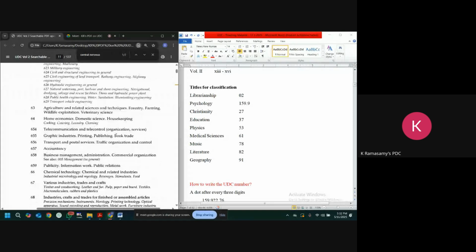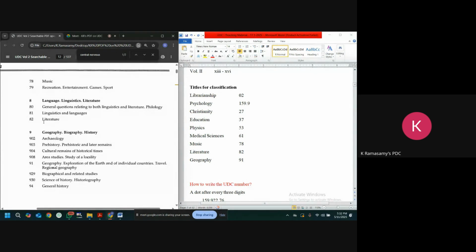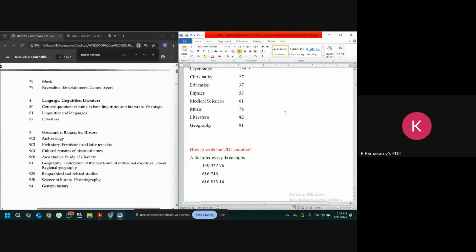What about music? It comes under 7, arts. In 7 arts, 78 stands for music. The literature number is 82, and the number for geography is 91. So major subdivisions are given in the summary of classification. Fine. So before we proceed further, let me tell you how you can write a UDC number.